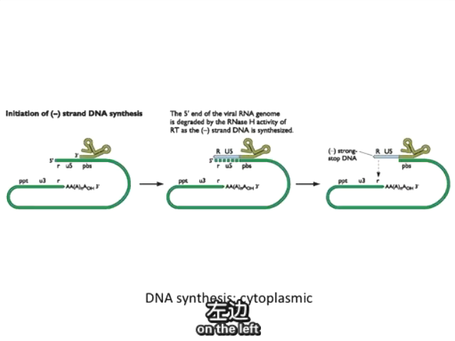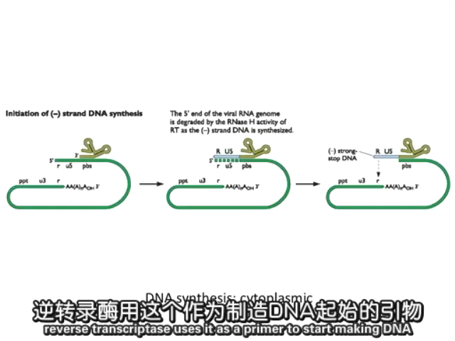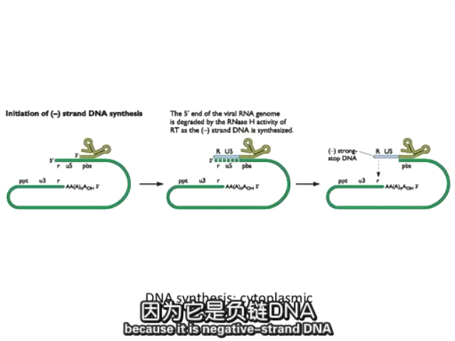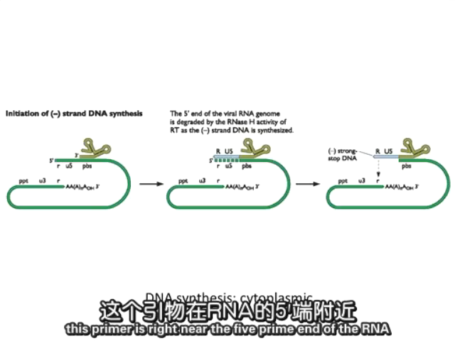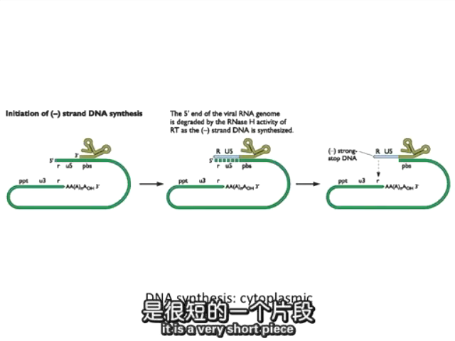On the left is the viral RNA in Kelly green with the tRNA primer hybridized near the 5' end. The reverse transcriptase uses it as a primer to start making DNA. So this is light blue because it's negative strand DNA. This primer is right near the 5' end of the RNA, so not very much DNA is going to be made. It's a very short piece.